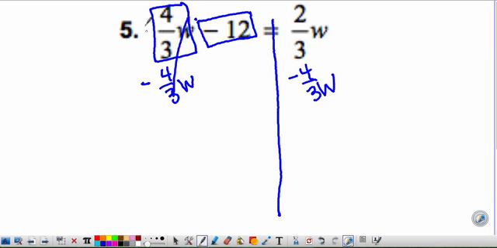4/3 W minus 4/3 W goes to 0 and leaves us with negative 12 equals, what's 2/3 minus 4/3? What's 2 minus 4? Negative 2. You keep your common denominator of 3, and we keep our W.